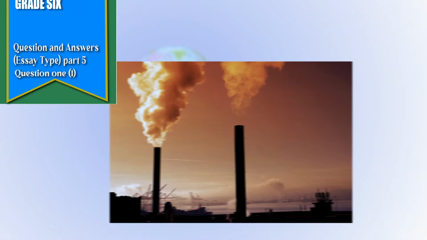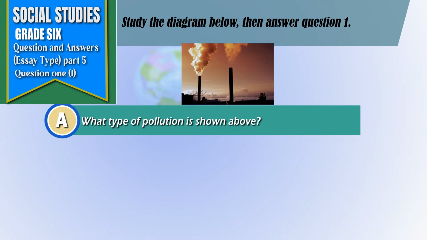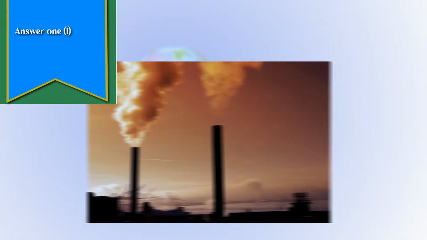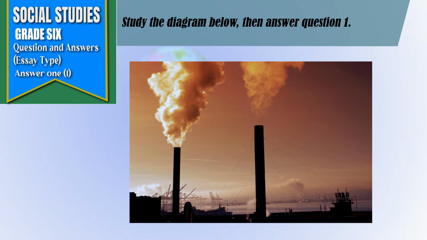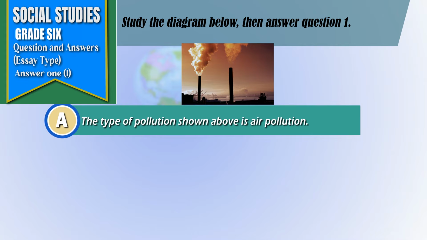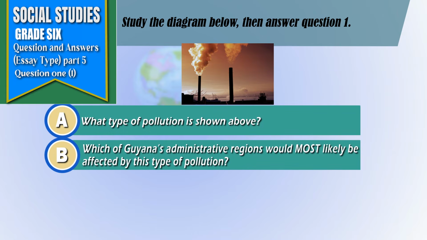Of course, boys and girls, the image or the diagram shows a particular type of pollution. And if you have looked at it very carefully, then you would have written the correct answer for this. So let us go. What type of pollution is shown above? Answer: The type of pollution shown above is air pollution. The B part: Which of Guyana's administrative regions would most likely be affected by this type of pollution?